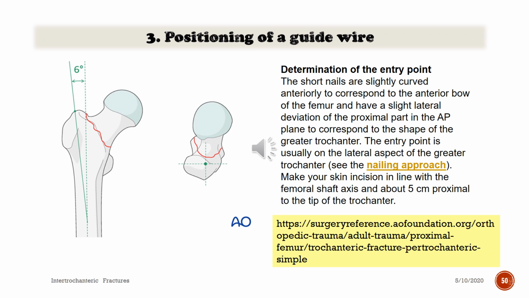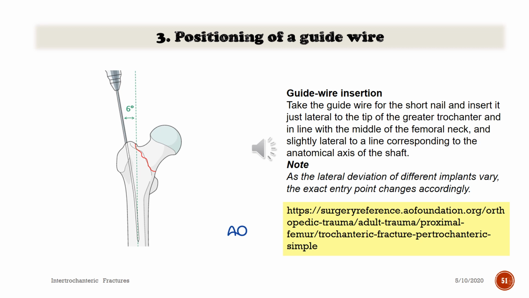Guide wire insertion. Take the guide wire for the short nail and insert it just lateral to the tip of the greater trochanter, in line with the middle of the femoral neck and slightly lateral to the line corresponding to the anatomical axis of the shaft. Note, as the lateral deviation of the different implants varies, the exact entry point changes accordingly.